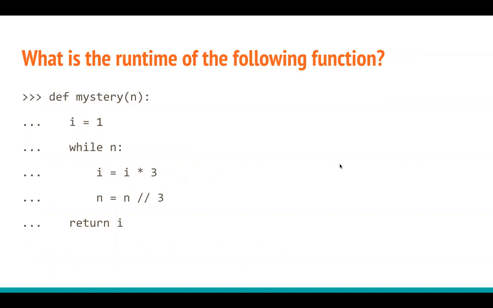Right. So this one's a little interesting. We pass in an n, we have i equals 1, and then while n, we do i equals i times 3, and then we floor div n by 3. And at the very end, we return i.